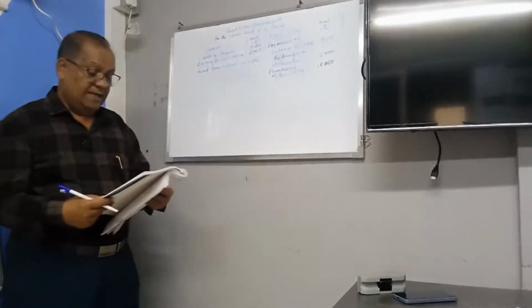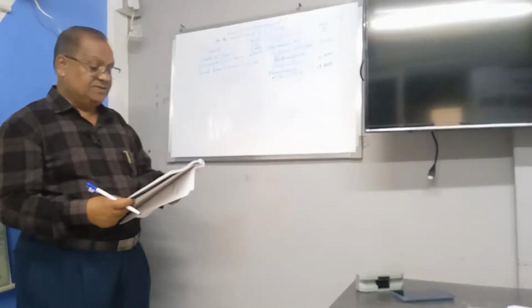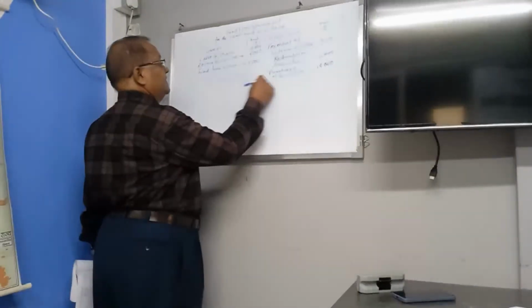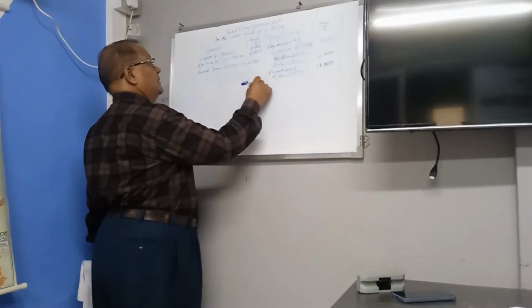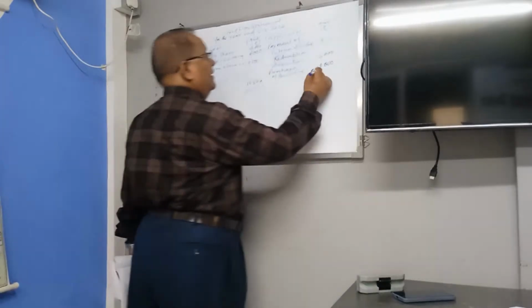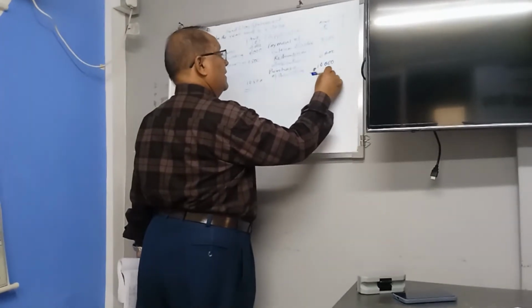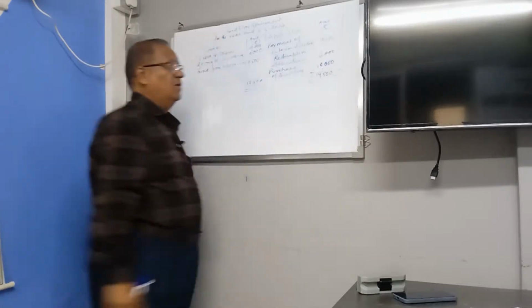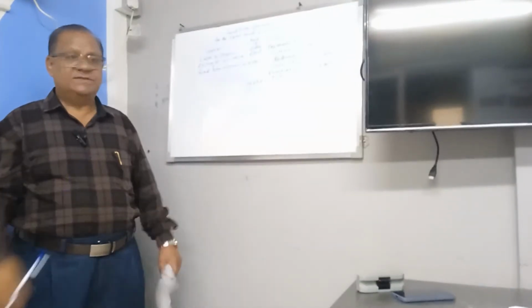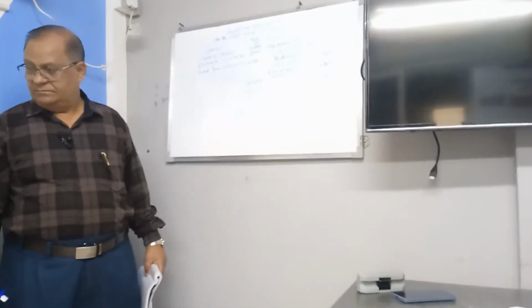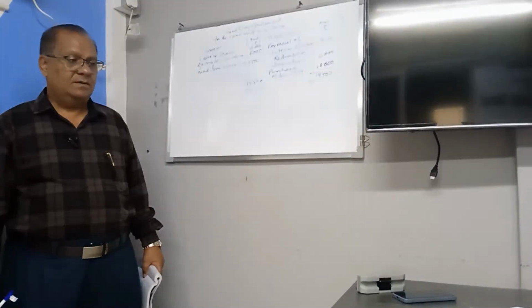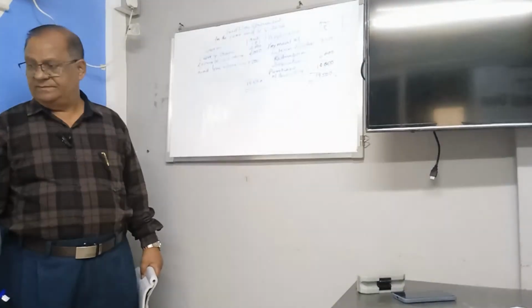Okay. Then all of these things are over now, so it must tally. Let's see. 19,500. This is also 19,500. This is called fund flow statement.